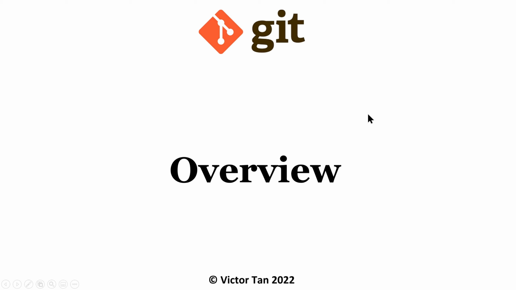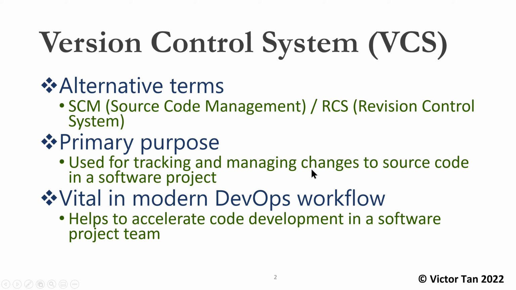Hello everyone. In this video, I'm going to do a quick overview of Git. Git is basically what we call a version control system, or VCS, which is also sometimes known as a source code management or revision control system. The primary purpose is to track and manage changes to source code in a software project. It's a very important component in a modern DevOps workflow.